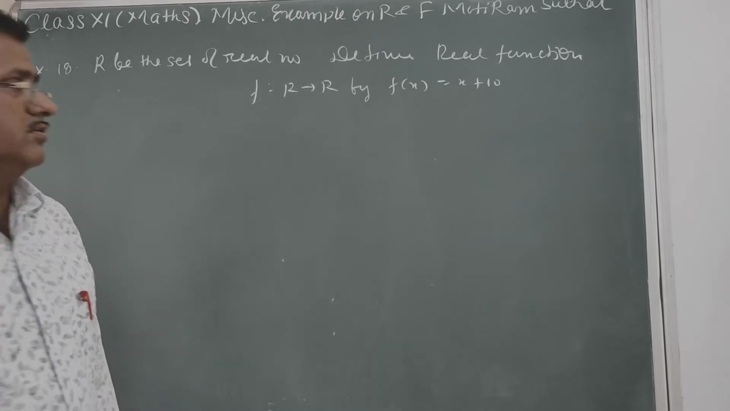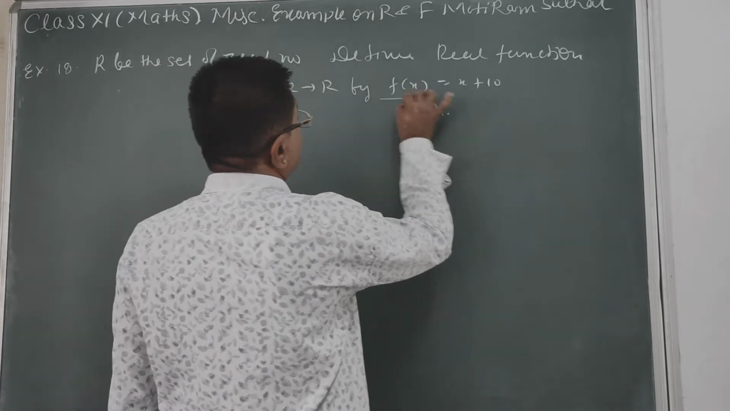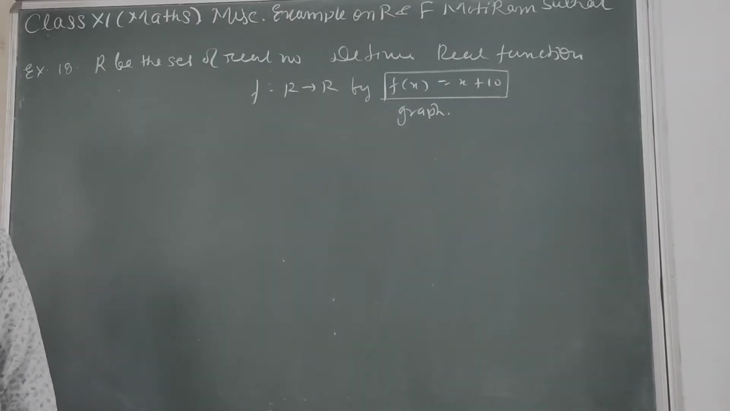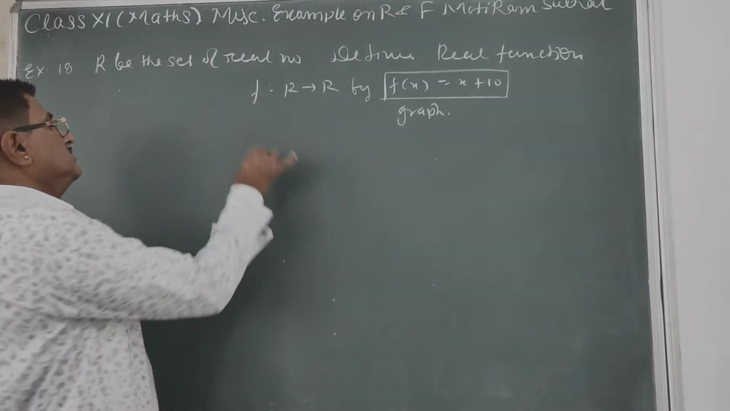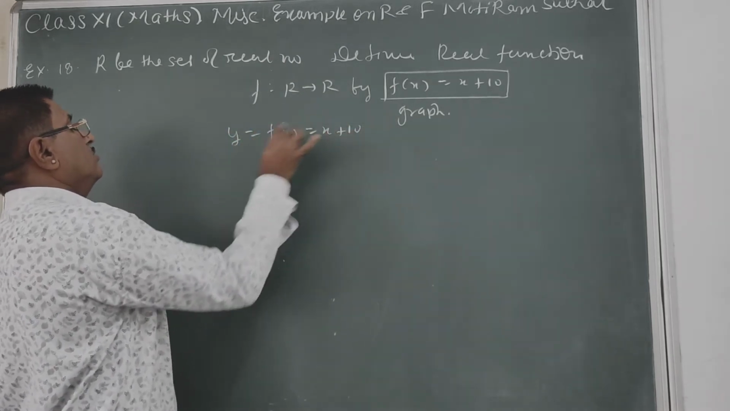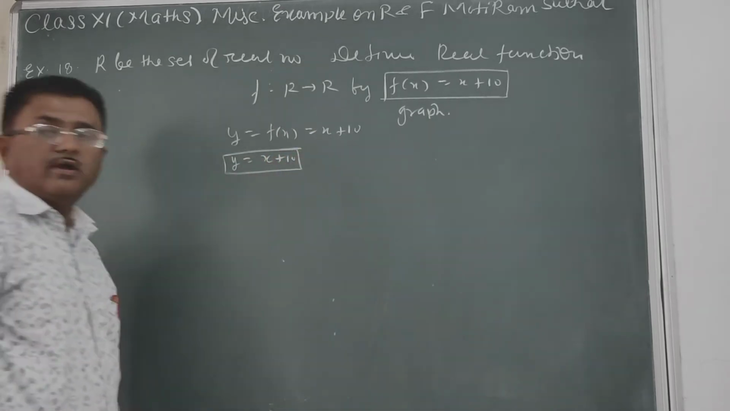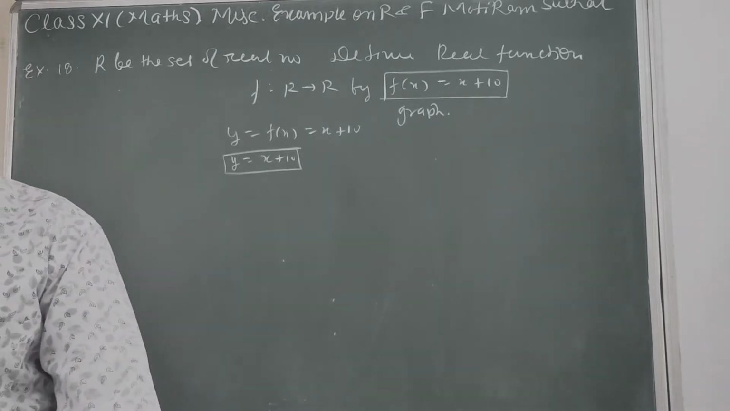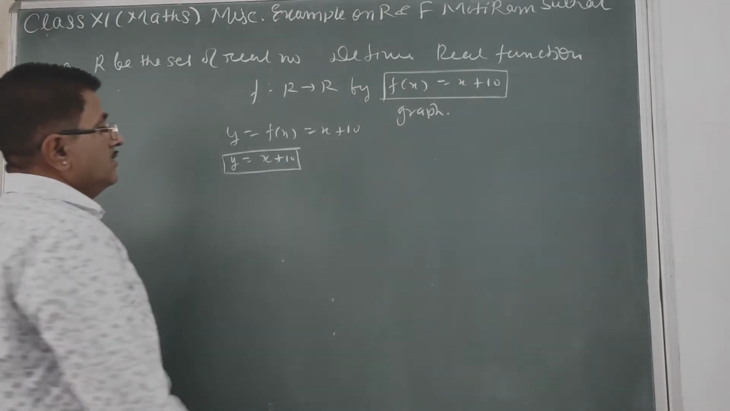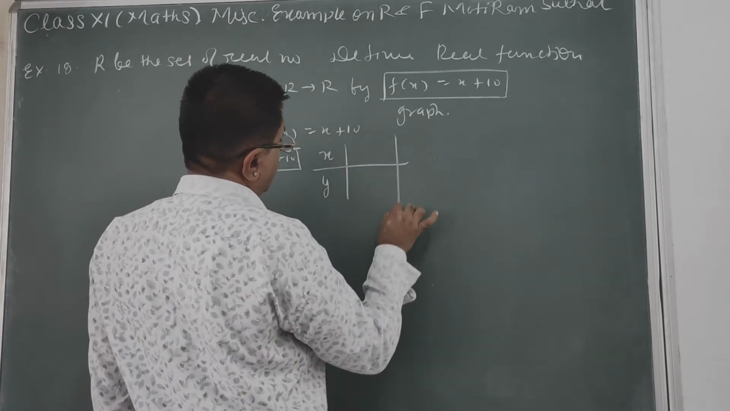So this is very easy. Sketch the graph, so you have to draw the graph of this function. You can see this is a real function, so domain and range both will be real. This is y equal to f(x), x plus 10. One can see that this function is a linear polynomial, x power 1. So if you want to draw the graph, we determine the table.